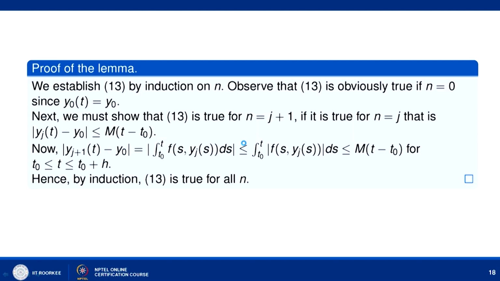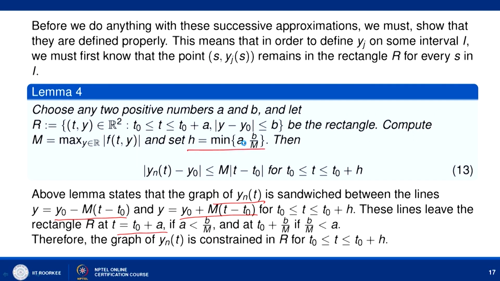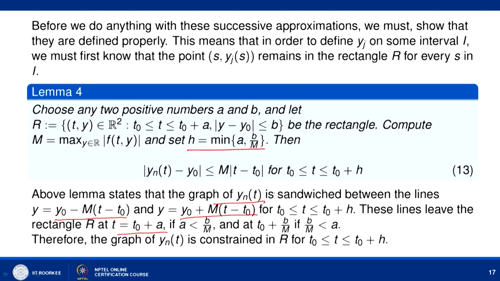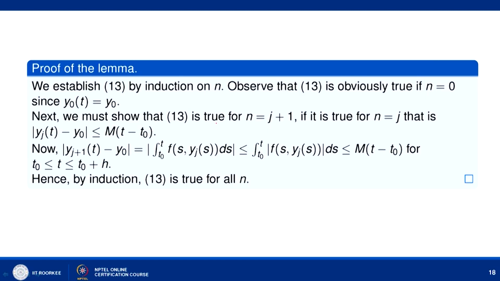So, this proof we can do by induction on n. So, observe that this is true for n equal to 0. In fact, for n equal to 0, y 0 t is nothing but y naught. So, this is trivially true. This is obviously true for n equal to 0 because y naught t is equal to y naught. Next, we must show that this condition is true for j plus 1 if it is true for j.